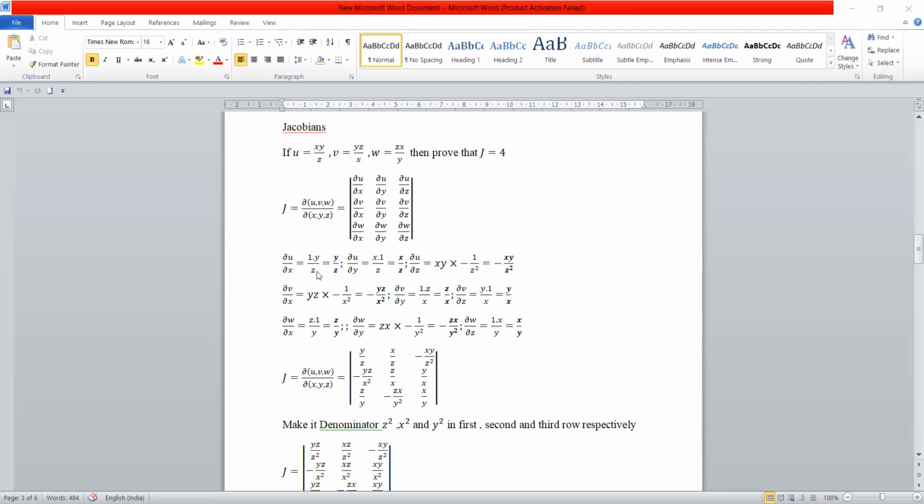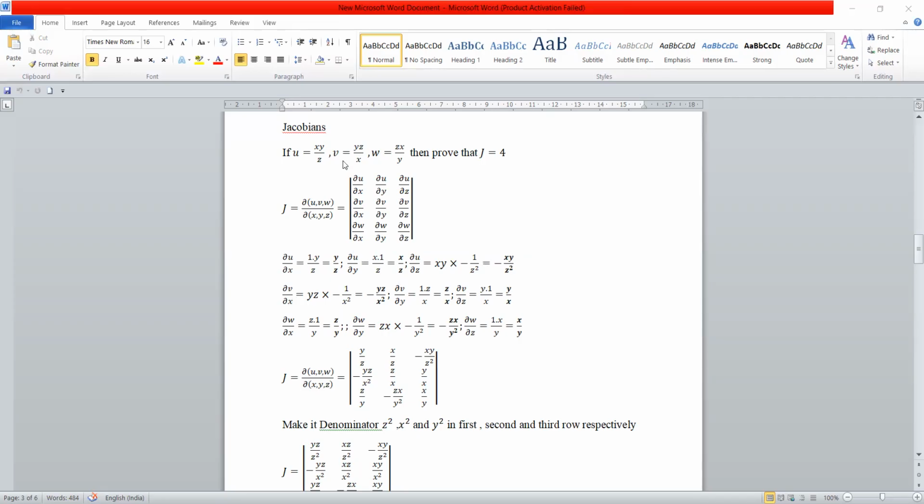First, we find the first row values, del u by del x. Differentiation of x is 1. So 1 into y divided by z. So on simplification, we get y by z. Differentiate u with respect to y, differentiation is 1. So x into 1 by z. So that is equal to x by z. Differentiate u with respect to z. Keep xy as it is. xy into 1 by z, differentiation is minus 1 over z square. So on simplification, minus xy by z square.